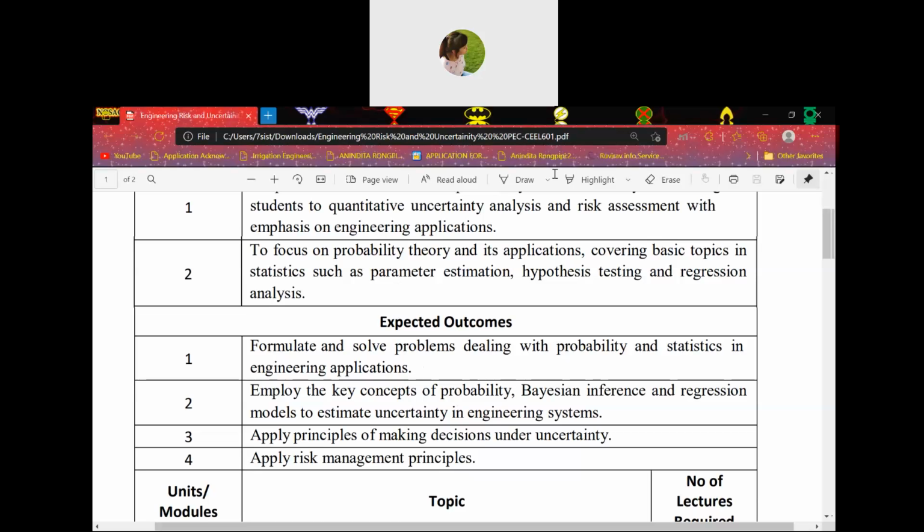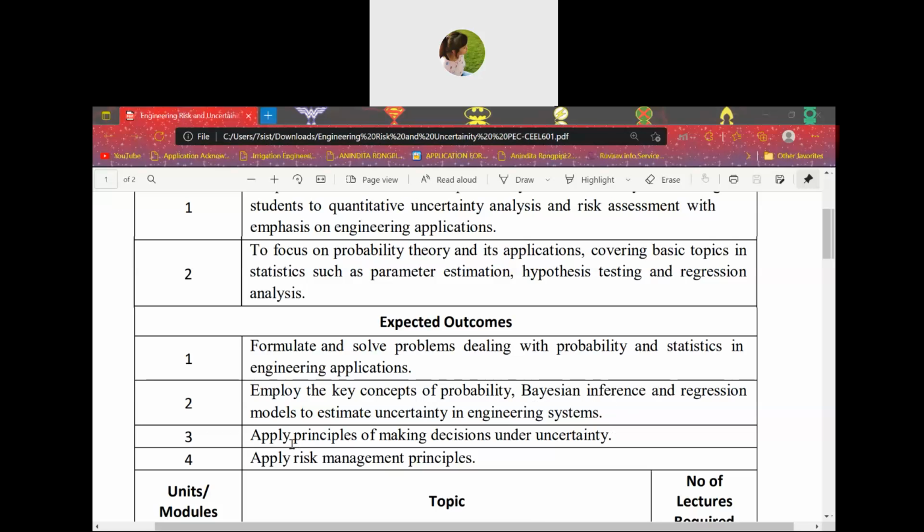Number two is to employ the key concepts of probability, that is Bayesian inference and regression models, to estimate uncertainty in engineering systems. So we'll also understand how to implement or employ the basic concepts of probability, and also Bayesian inference, which is a theorem of probability, and regression models. The regression model is used to estimate the uncertainty in engineering systems.